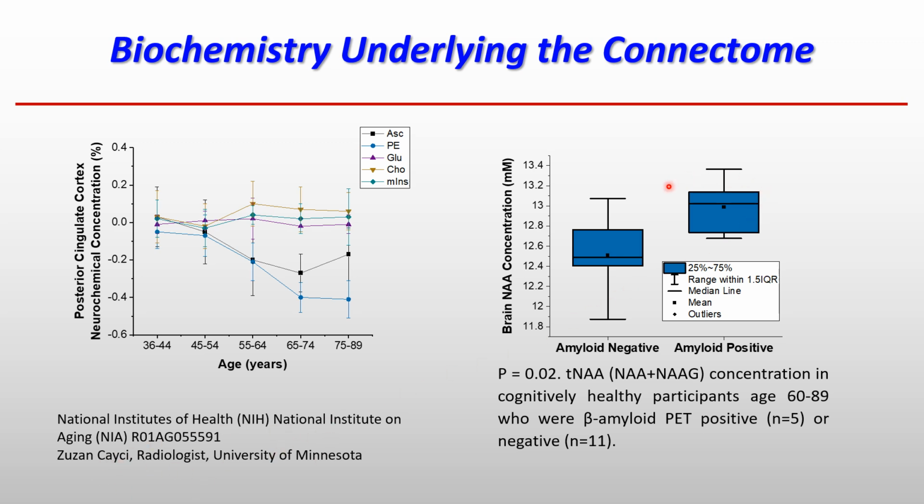Though we only have N equals 16 participants, this finding from PET is the strongest in our study so far. The finding is that NAA concentration, generally considered to be a marker of neuronal health, is higher in cognitively healthy participants who are amyloid PET positive. It is possible that strong neuronal health in these participants is protecting them from the detrimental impact of amyloid burden.